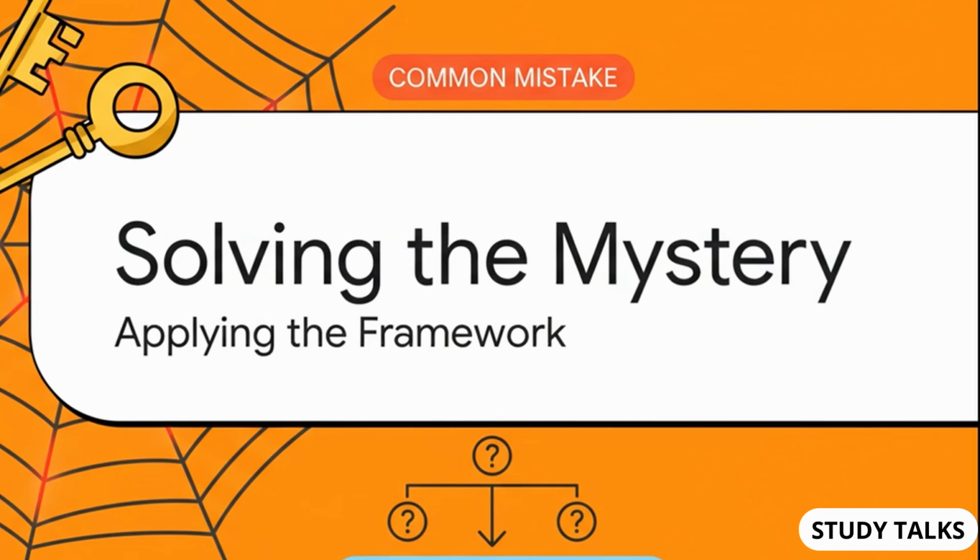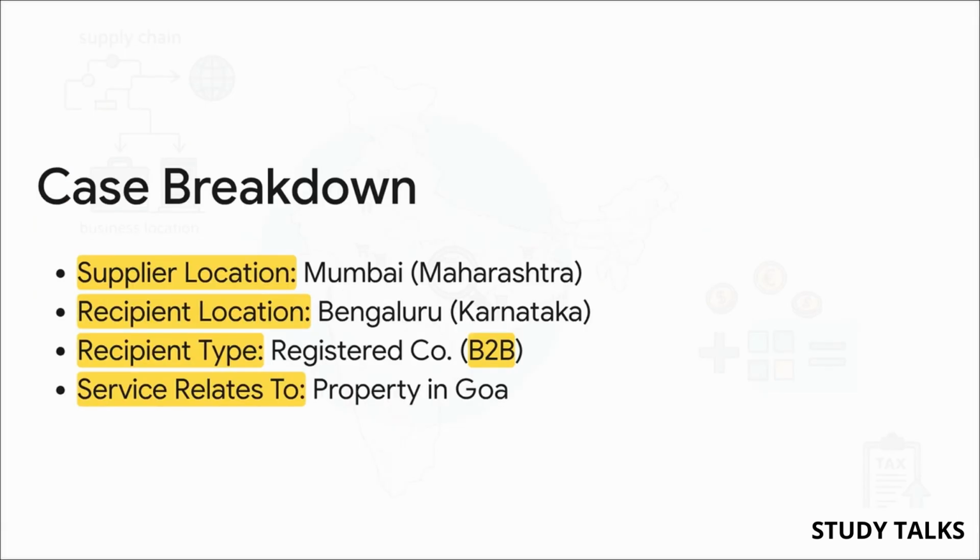Let's put our new knowledge to the test. Okay, let's break down the facts from our case. Number 1, where's the supplier? Mumbai, Maharashtra. Got it. Number 2, where's the recipient? A registered company in Bangalore, Karnataka.